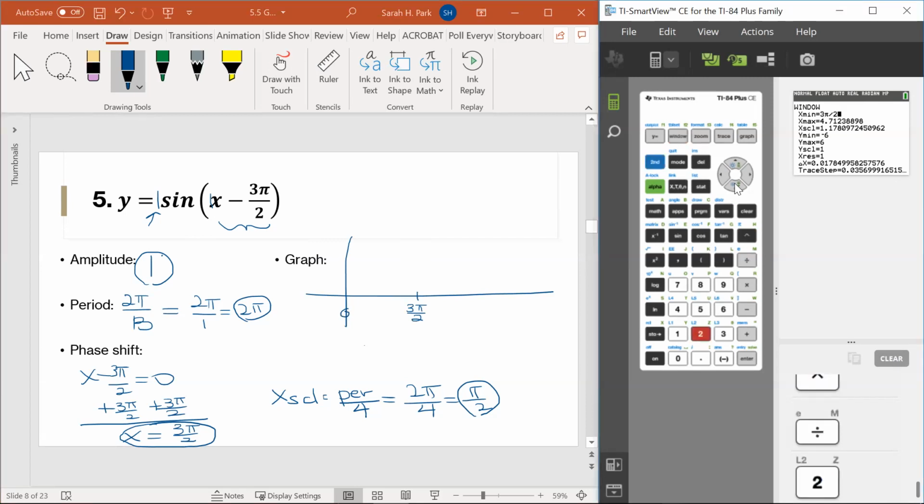And your x max is going to be the phase shift, which is 3 pi over 2, and you're going to add the full period, because that'll show you where it'll end. Your x scale is going to be pi over 2, and your y min and y max are -1 to 1.